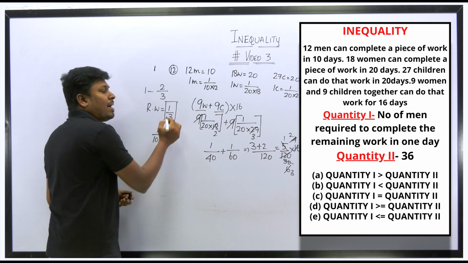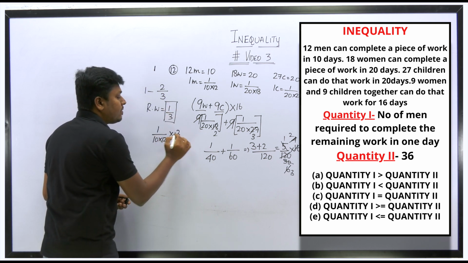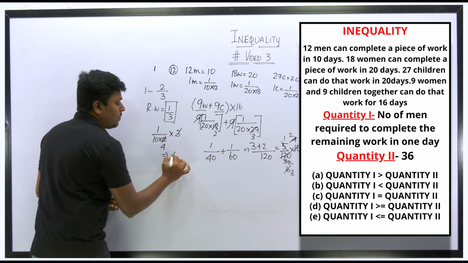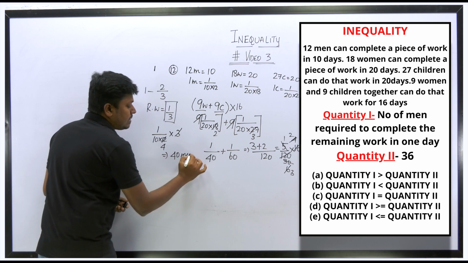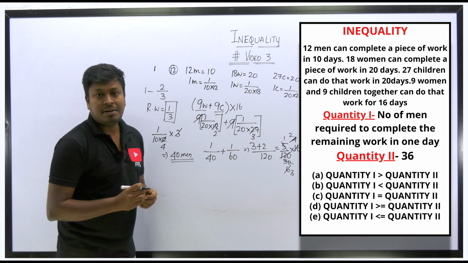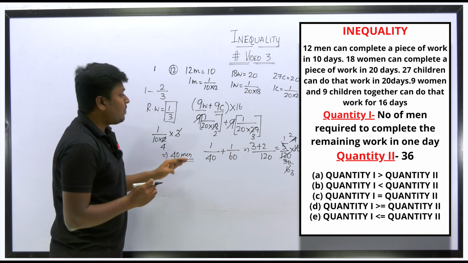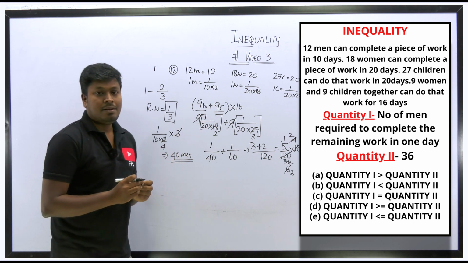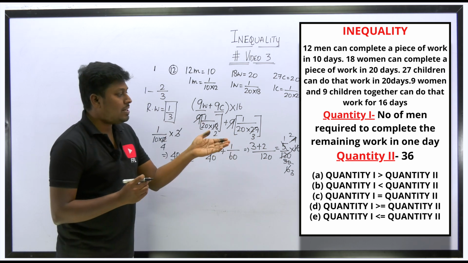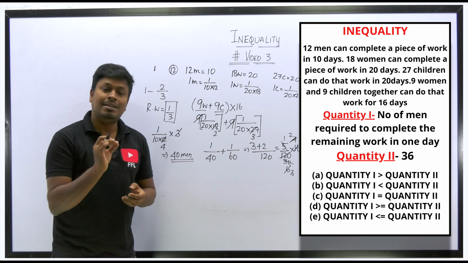So now what is the part of work remaining? So 1 by 3 part of work remaining, which is 3. So we can cancel it by 4. So 40. So now we can say that 40 men are required to do the remaining 1 by 3 part of the work. Got it? So the answer for quantity 1 will be 40 men. So quantity 2, we don't want to find anything. Why? Because for quantity 2, a direct answer has been given, that is 36.